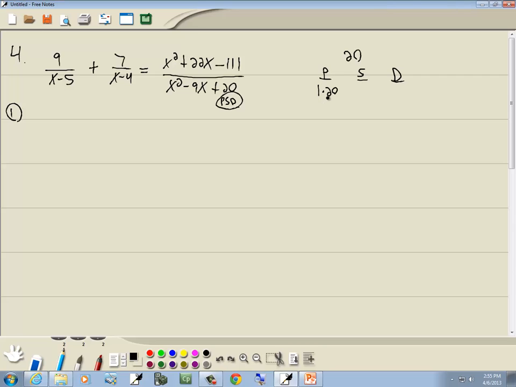We got 1 times 20, 2 times 10, 4 times 5. The S column, we add them together. 1 plus 20 is 21, 2 plus 10 is 12, 4 plus 5 is 9. Difference column, we subtract them, smaller from larger. 20 minus 1 is 19, 10 minus 2 is 8, 5 minus 4 is 1. Number we're looking for is a number in our middle term, which is 9, which is right here, so we're going to use 4 and 5.